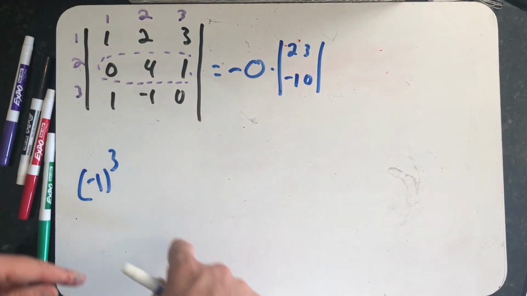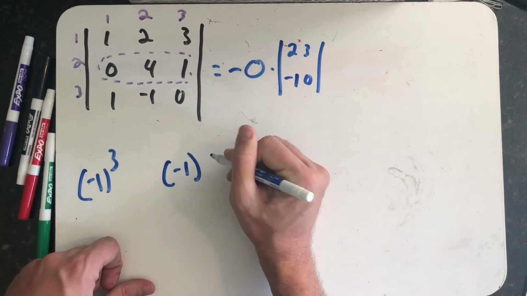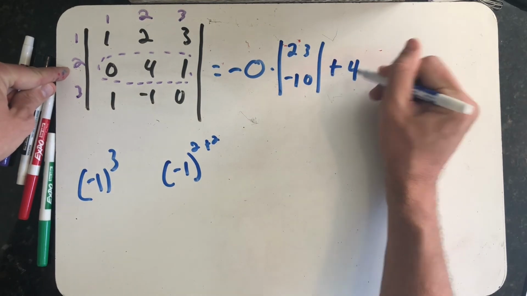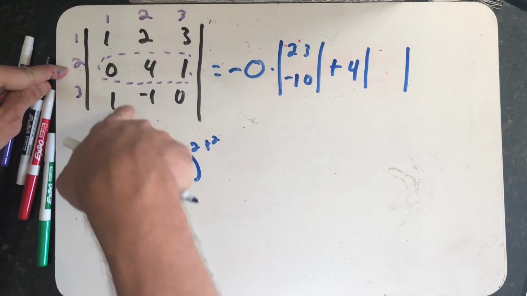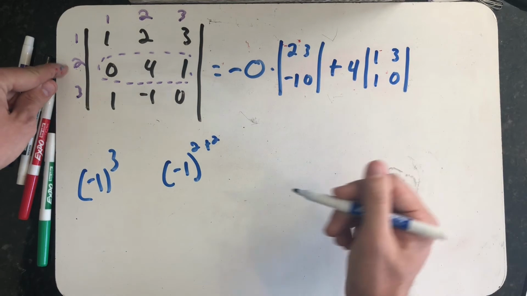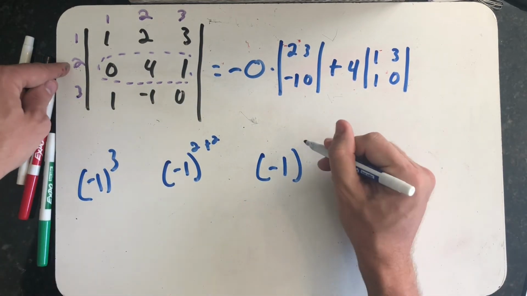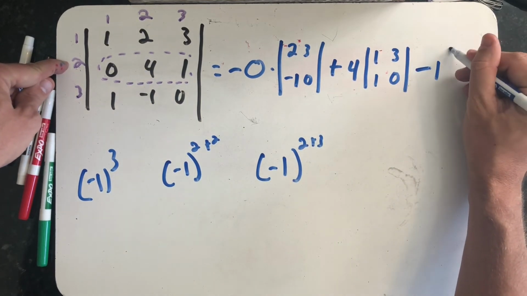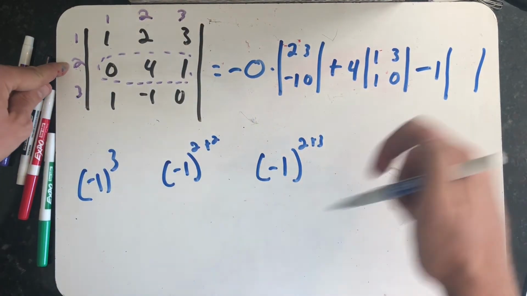All right, and now I need to think about the next term where I'm going to have a 4. Well, it would have a -1 raised to the 2 plus 2 is 4, so that will be a +4 sitting there. And now I need to take out the middle row and the second column. 1, 3, 1, 0. And then finally, the last term would have a -1 raised to the 2 plus 3 is 5, -1. All right, now I take out the middle row and the last column.